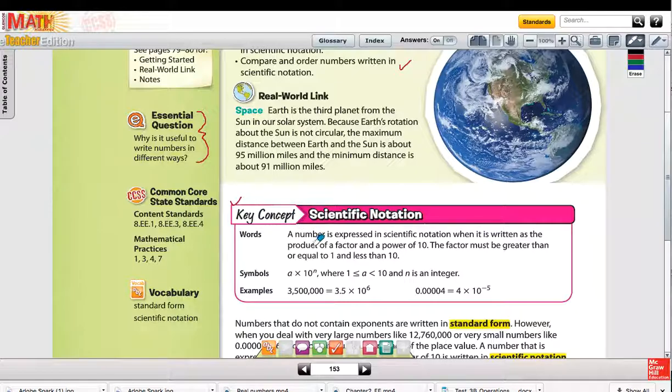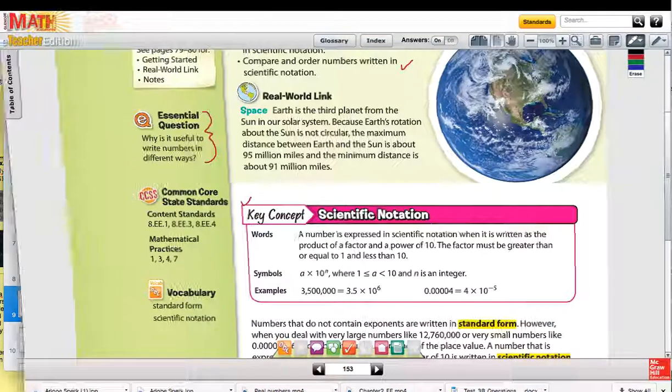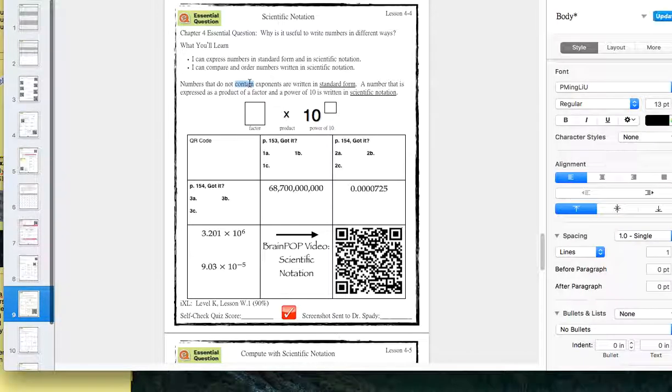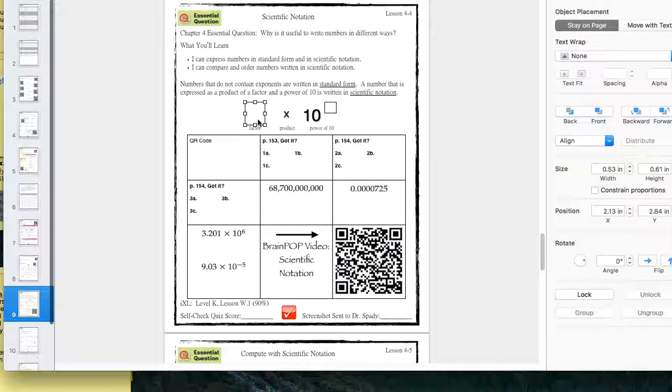However, you do have a place to fill in some notes on your sheet on what it means to write a number in scientific notation. Numbers that do not contain exponents are written in standard form. However, a number that is expressed as a product of a factor and a power of 10 is written in scientific notation. So here's your factor.